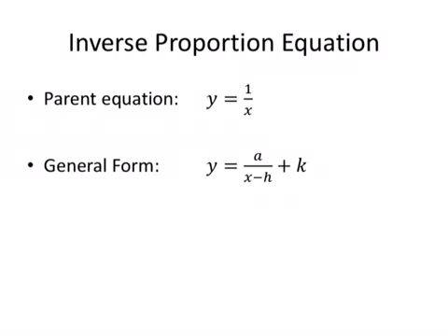An inverse proportion equation looks like y equals 1 over x. Now, if we put that in a general form where we allow shift, we come up with this. y equals a over x minus h plus k. So as we've done the entire year, when we see the factor or the term x minus h, that actually is a horizontal shift. And the plus k at the end is a vertical shift.